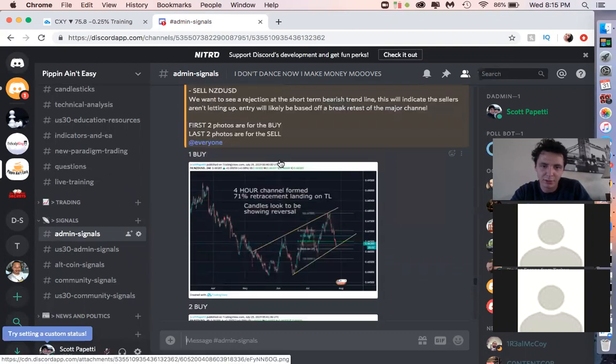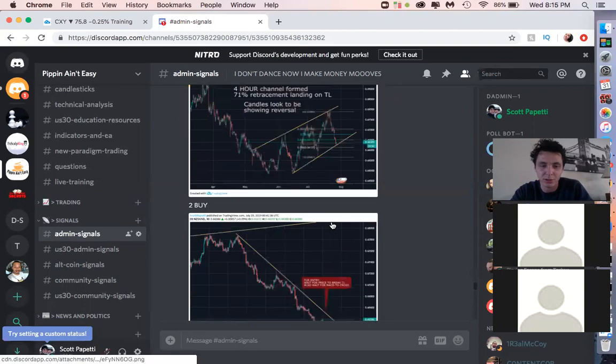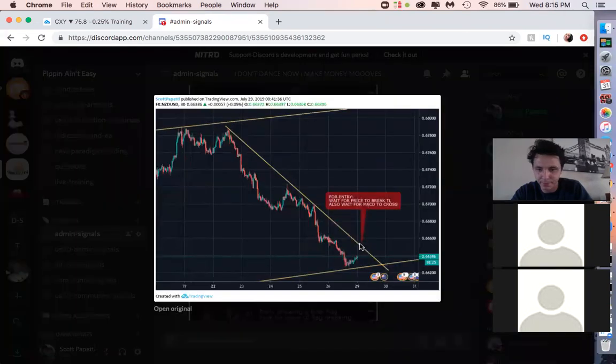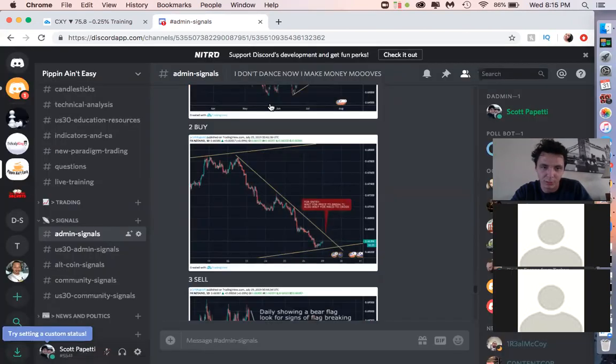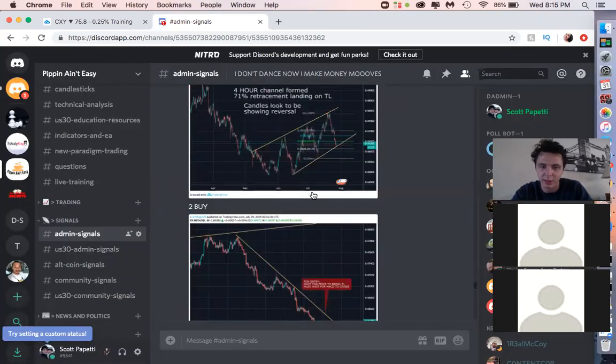Because yeah, there was a pretty good buy setup, 4-hour channel, 71 retracement landing right on that trend line, and it was kind of setting up to look to be a reversal, but we just didn't get this break of the trend line, which would have signaled the entry, specifically on the 30-minute because it was a 4-hour channel. I'll kind of get into that in a little.